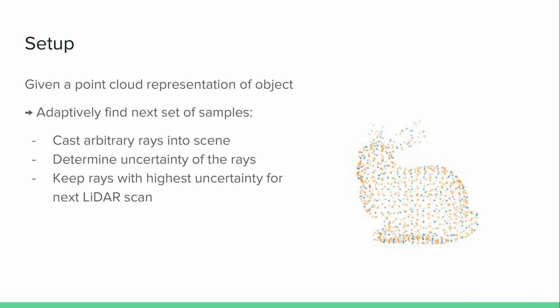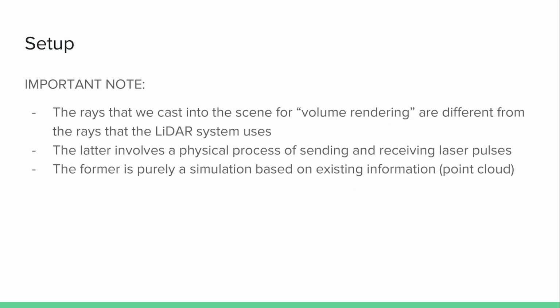So the overall pipeline looks like this. Given a point cloud representation of the object, we adaptively find the next set of samples by casting random rays into the scene, determining the uncertainty of the rays, and keeping the rays with the highest uncertainty for the next LiDAR scan. An important note here is that these rays we cast into the scene are only simulations. They don't involve any physical process of sending or receiving laser pulses.